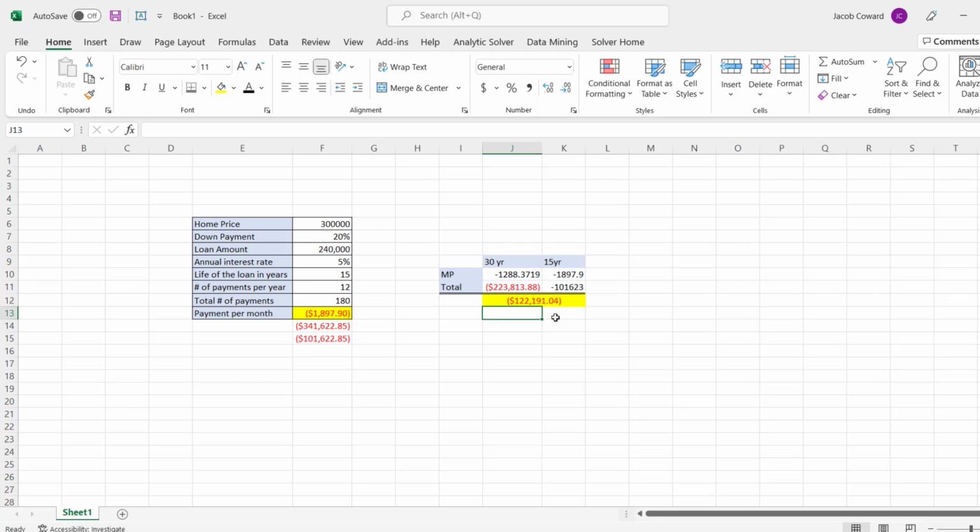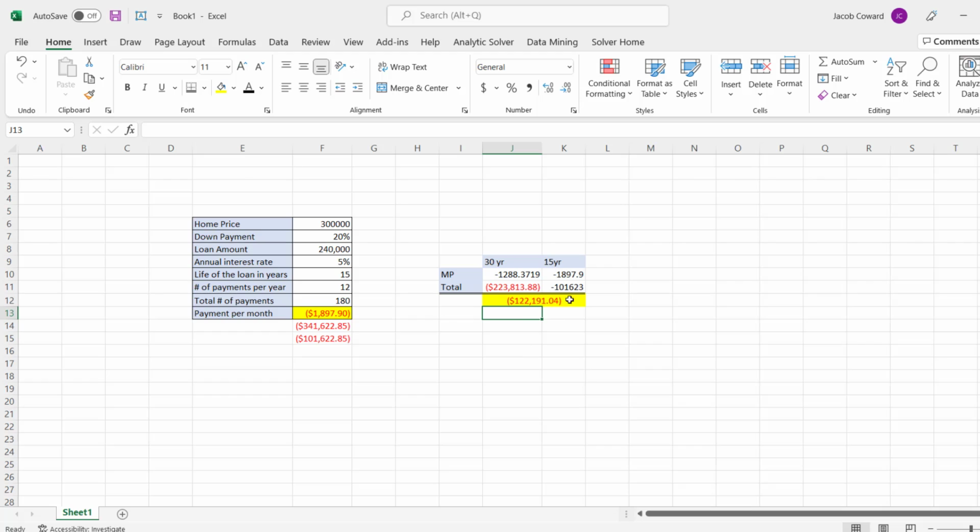You could buy a Porsche. You could buy, maybe you can get a good down payment on a house at the beach. You could buy a lot of stuff with $122,000, and that's the money you'd be saving if you went with the 15-year mortgage over the 30-year mortgage.